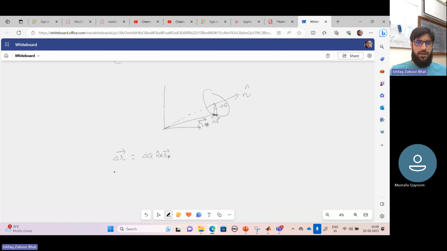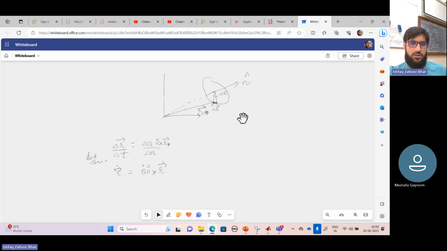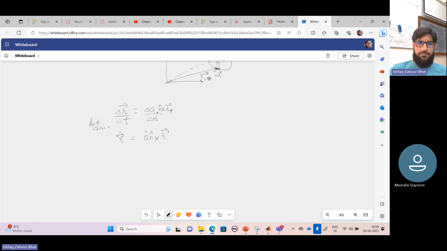So this will be the delta R, and if we divide it by delta t and take the limit of delta t tending to 0, this will be R dot equals theta dot, n cross R. So this is theta dot, and this is the definition of omega. So what is the definition of omega? It is the rate of change of the angle.